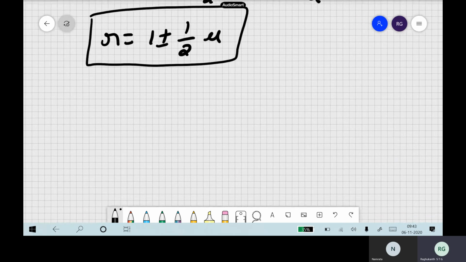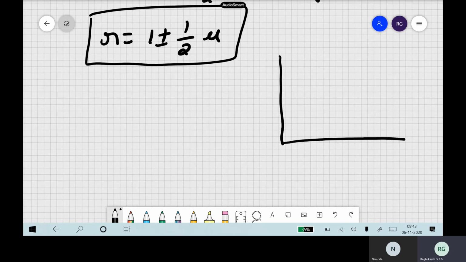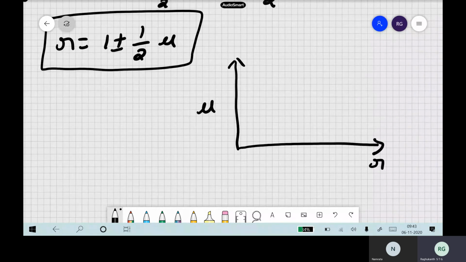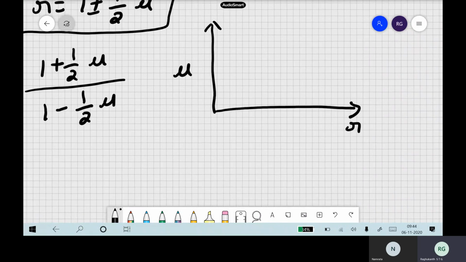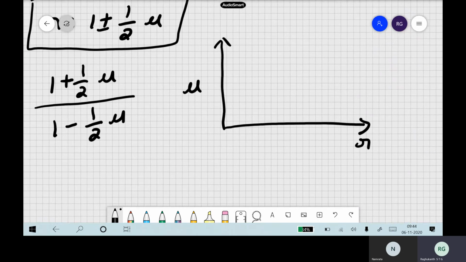So how does it look now? Where do we have to plot this, the first root? Now at mu equal to 0, what will this be? See, now we have to plot this expression. There are two lines: 1 plus half times mu, and the other, 1 minus half times mu. When mu is equal to 0, everything collapses to 1. So this is my first root when mu is equal to 0.